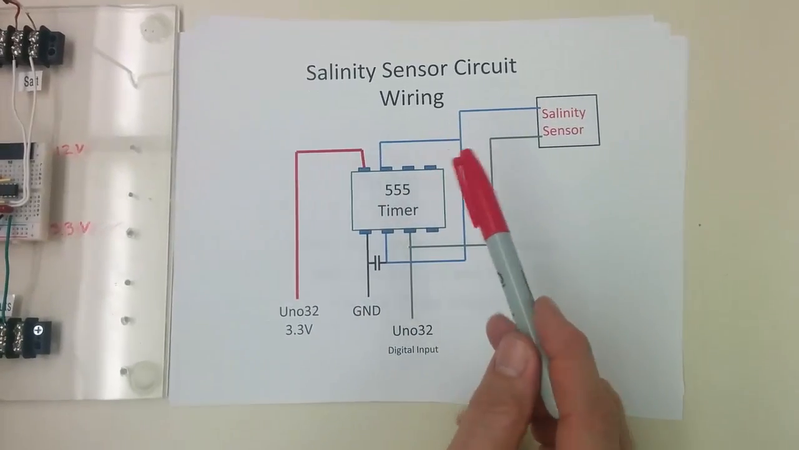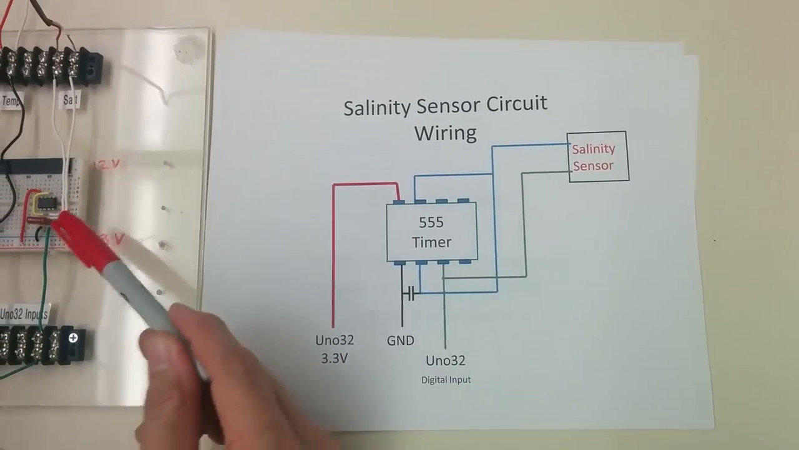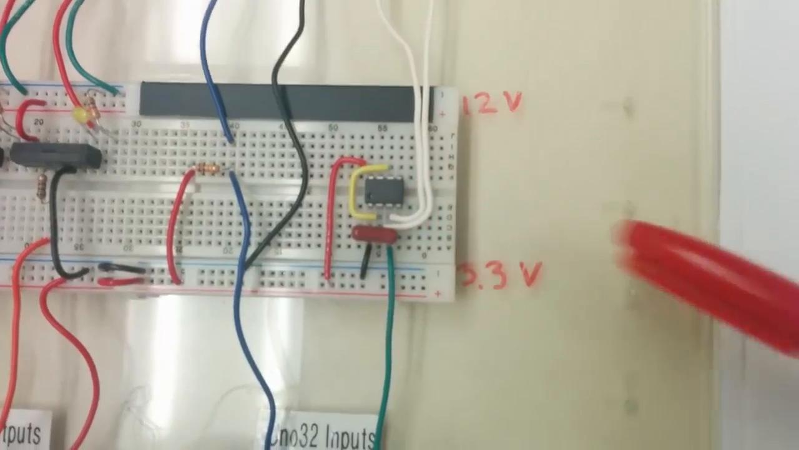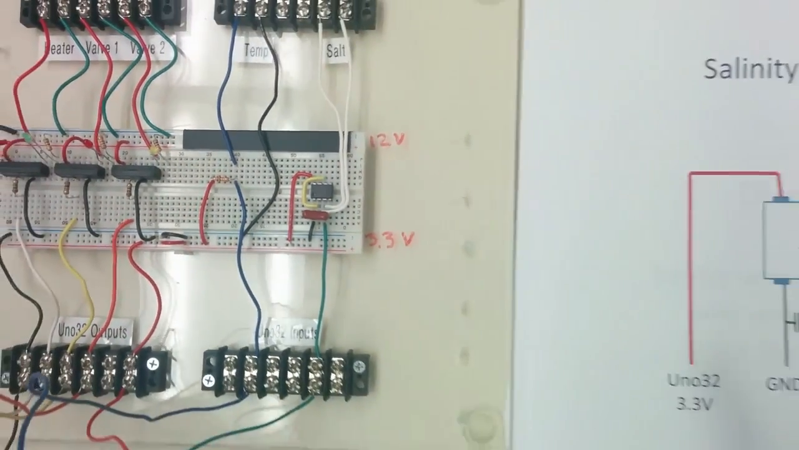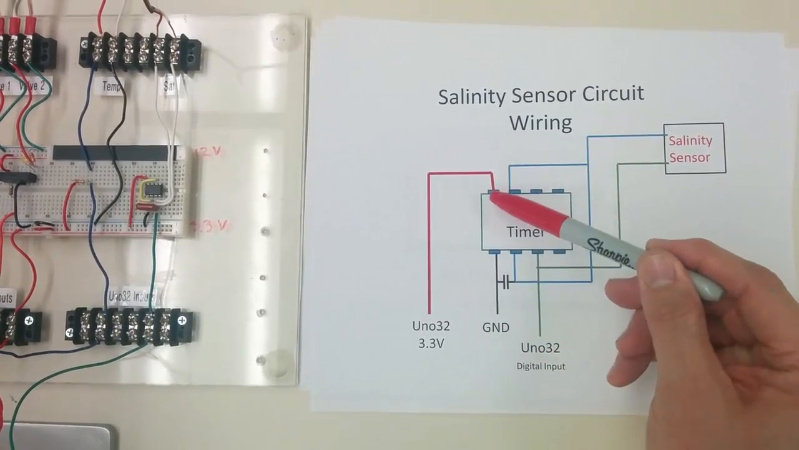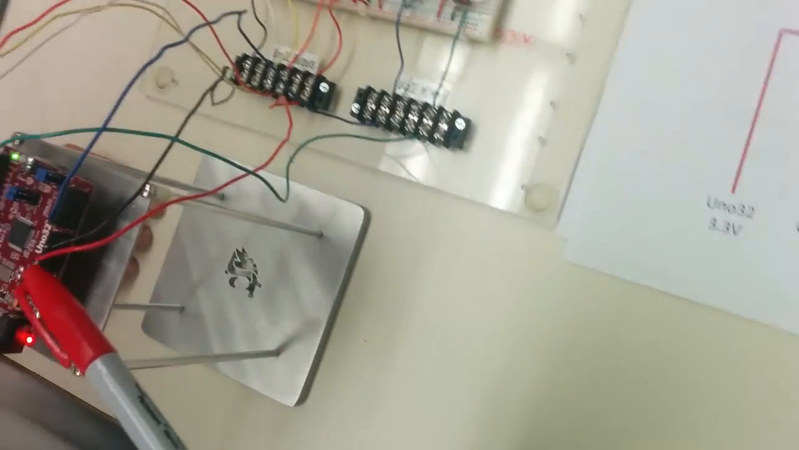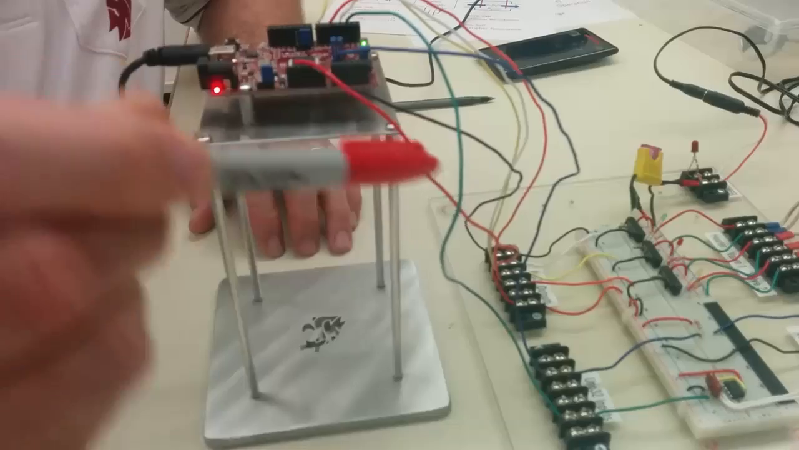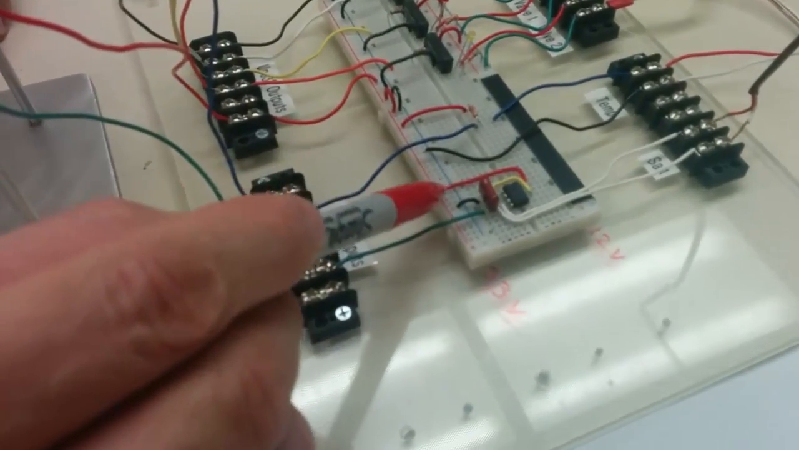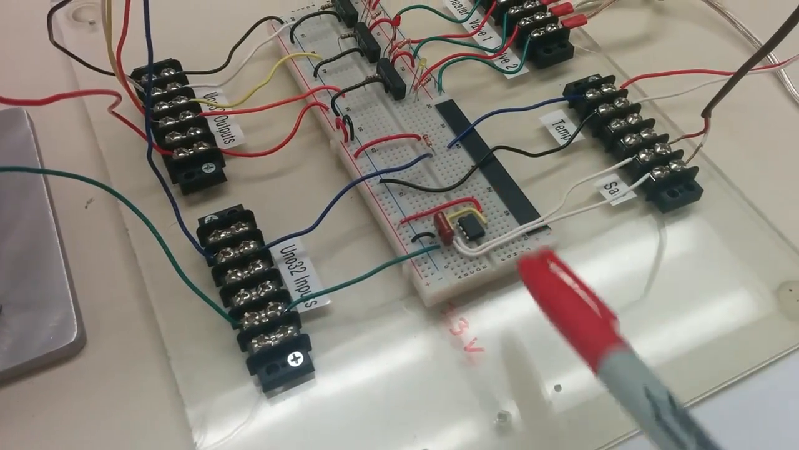All right, so taking a look at the salinity sensor circuit, again, the 555 timer shown here is this small integrated circuit right here. It's got 8 pins, and we're only going to use some of them. And those connections, again, we're going to go from the UNO 32 and provide 3.3 volts out to this pin. And so you can see that here. We're coming off the 3.3 volt power supply down to the board, and we provided 3.3 on this rail. We jumper from 3.3 over to pin 8, that back corner pin.